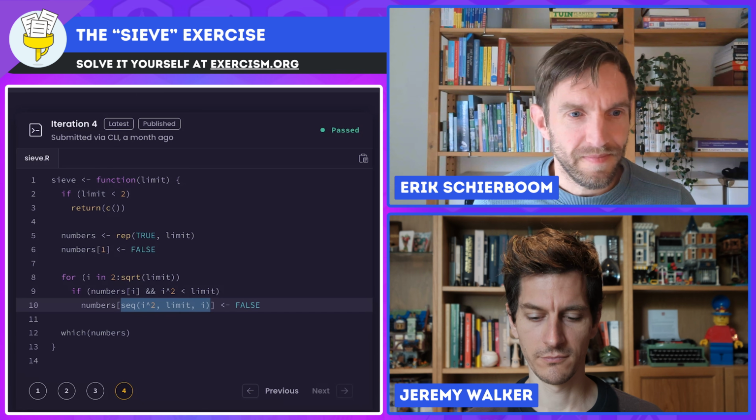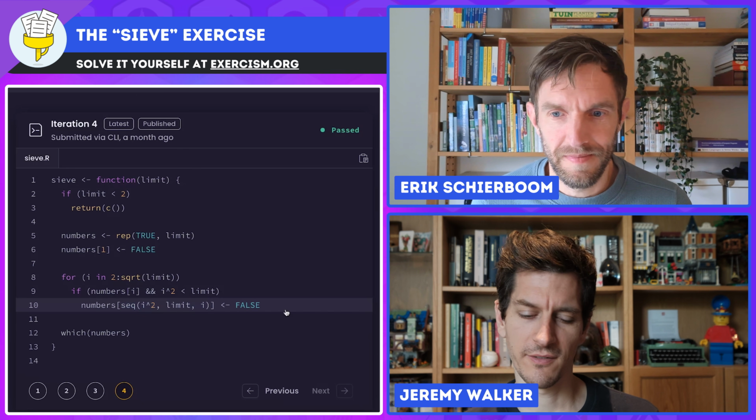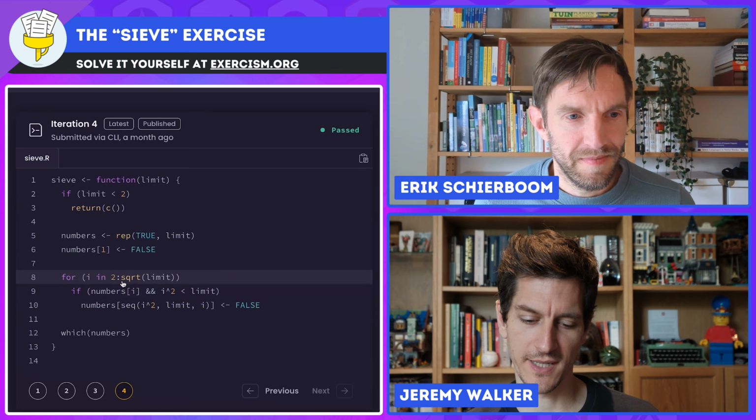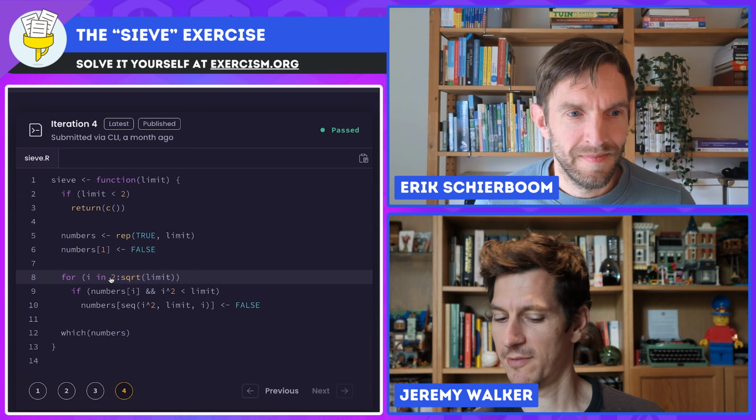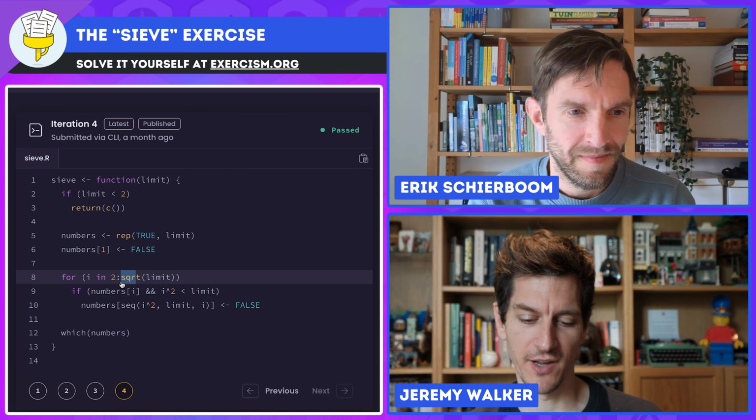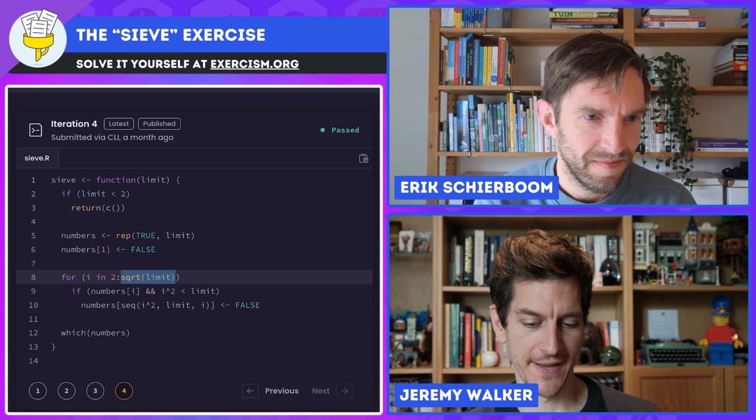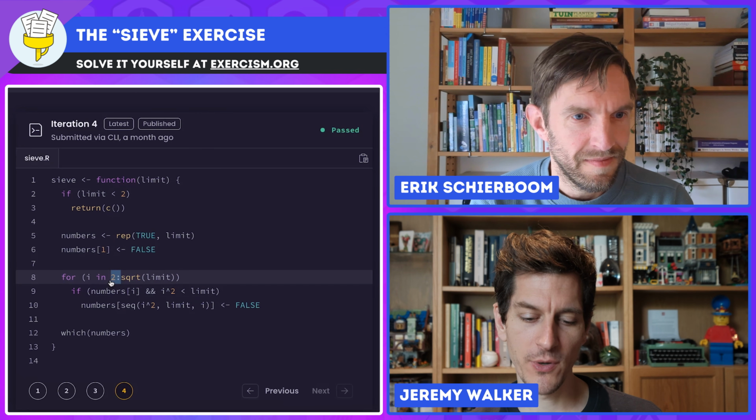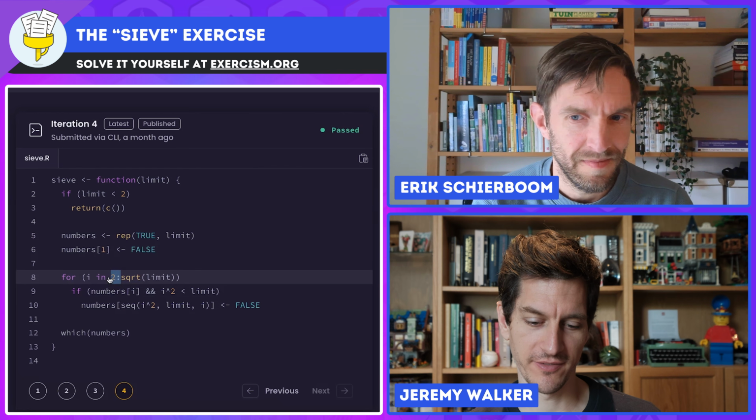Right. So just to think this through, because this is a bit complicated for my poor non-mathematical brain. If we were looking at 25, the square root of 25 is 5, right? So we're only iterating here from 2 to 5.